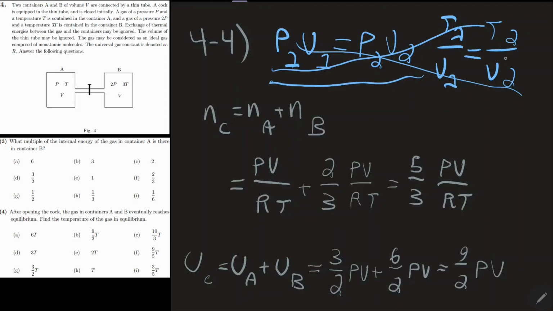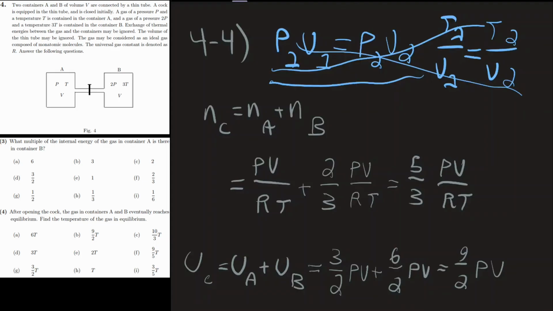T1 over V1 equals T2 over V2 assumes that the number of moles of gas is constant, but that wouldn't work either, because when we combine the gases, we have a different number of moles than what we started with in each of the containers separately. So you can't really do those shortcuts. Maybe there's some other way you could do it that I didn't realize, but as far as I can tell, you have to do a little bit more work.